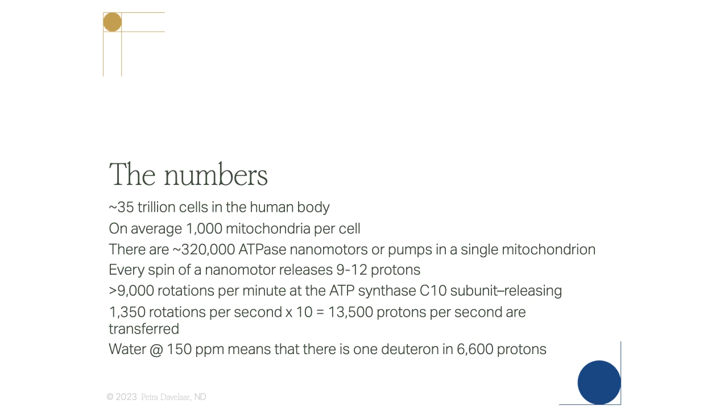Some more numbers to provide context. We have approximately 35 trillion cells in the human body. On average, 1,000 mitochondria per cell. There are approximately 320,000 of those ATP synthase nanomotors or pumps in one single mitochondrion. And these, as I mentioned, are rotary engines. They spin and release approximately 10 protons per rotation, and they rotate approximately 9,000 times per minute. This is as fast as a Ferrari engine. And it amounts to 13,500 protons released per second that are transferred.